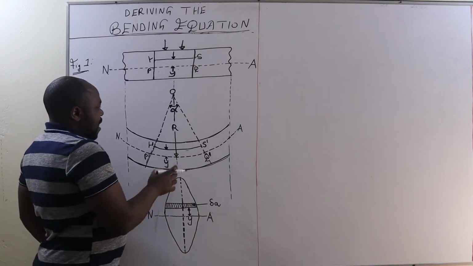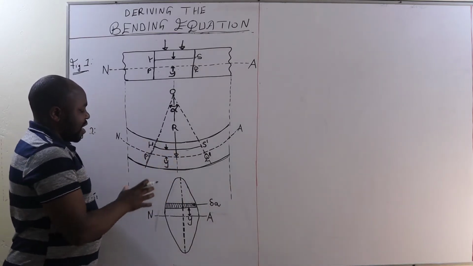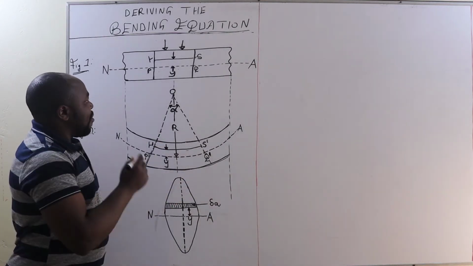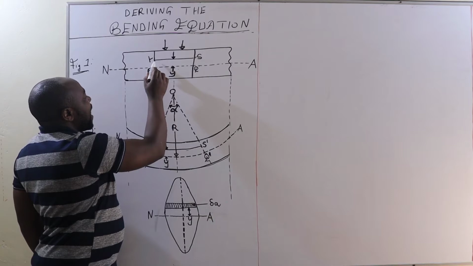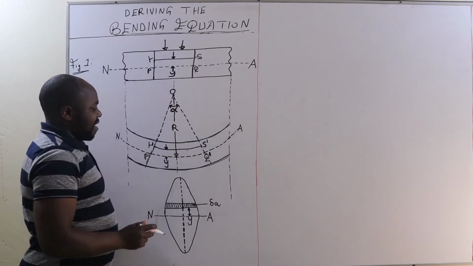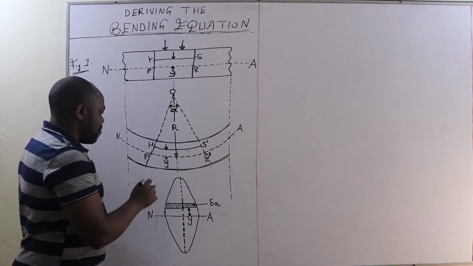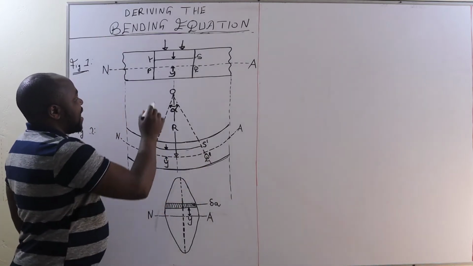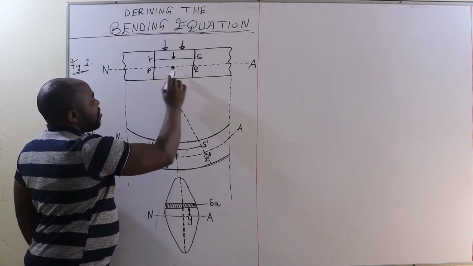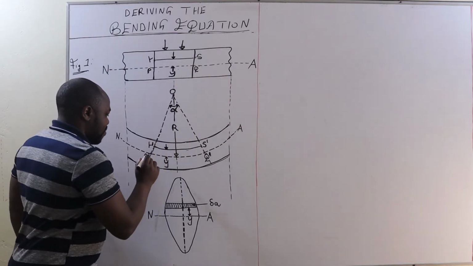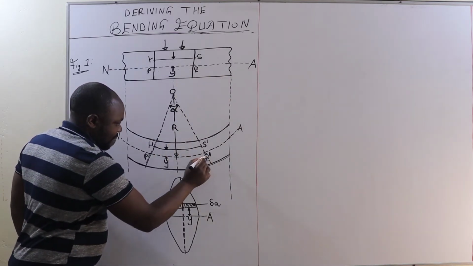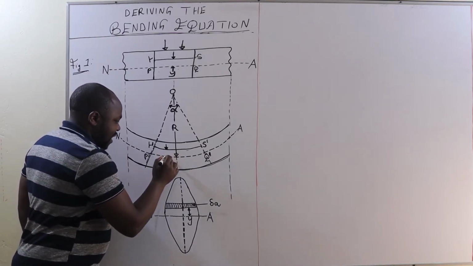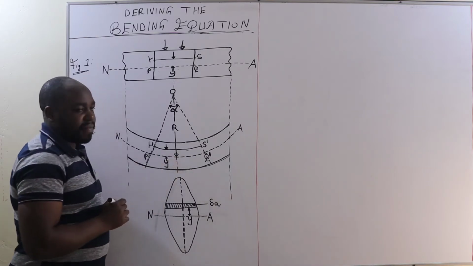After the beam has been loaded, it will bend in this form here, whereby the layer RS is going to change to R prime S prime. The layer PQ that is on the neutral axis is going to change to P prime Q prime. The distance between the two layers is y.